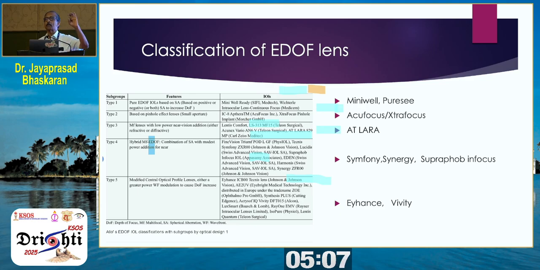Then we have small aperture IOLs, where, by reducing the size, we know that you will have more depth of focus: AcuFocus and Xtra Focus. Then we have lenses with low near vision addition, multifocal lenses that give only a small near addition, like the Atlara from Carl Zeiss. Then there are Symphony, Synergy and Supraphob in focus. Supraphob in focus was designed by JK, and that is once again a combination of multifocal with EDOF. And then we have the central part of the lens modified for nearer vision, as in Eyhance and Vivity. Jorge Alió classifies Eyhance as an EDOF lens.